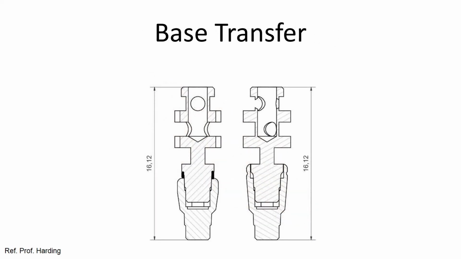So the transfer base system that we're using relies on a base component and also the top part, which is a transfer. So if we look at this, we have our base component here, which is our healing abutment, and then on top of that we have our transfer, which is locked in the actual impression material, and this is for a closed tray technique.